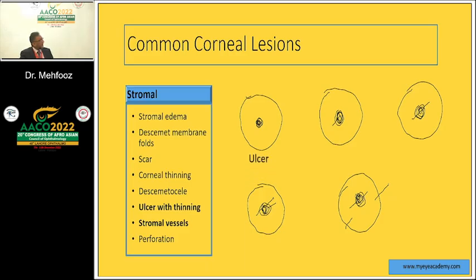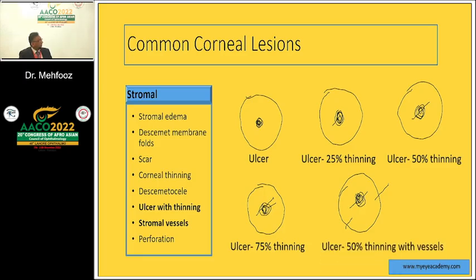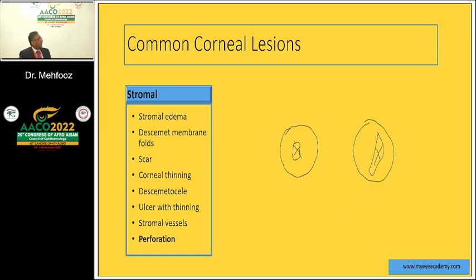So that is ulcer. Ulcer with 25% thinning, 1 line, with 50% thinning, 2 lines, 75% thinning, 3 lines. And this one is the corneal ulcer with 50% thinning and superficial blood vessels growing into the cornea. Then this one is for the corneal perforation, so draw the perforation and cross it.